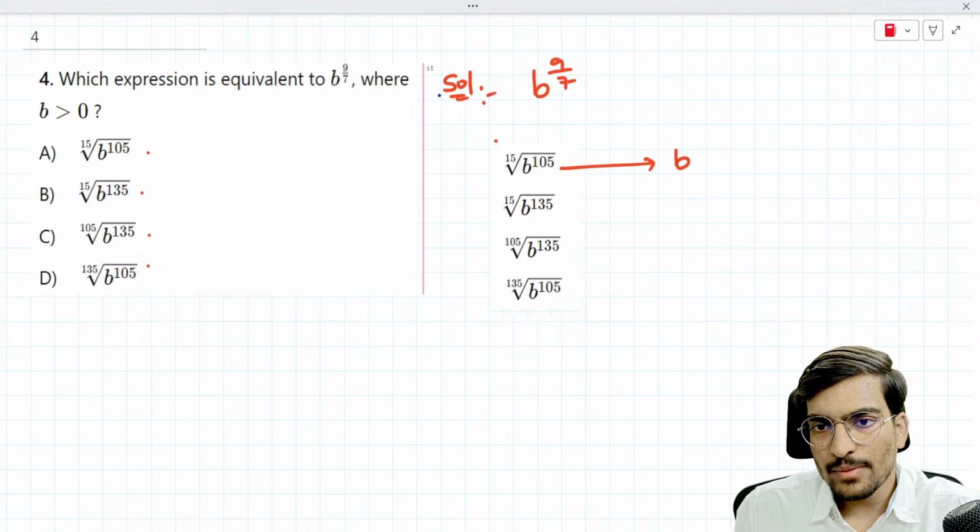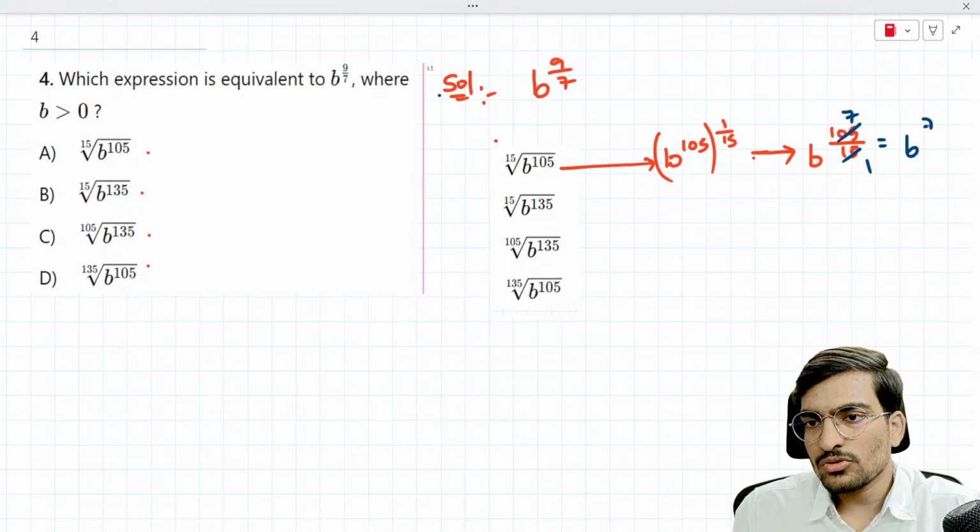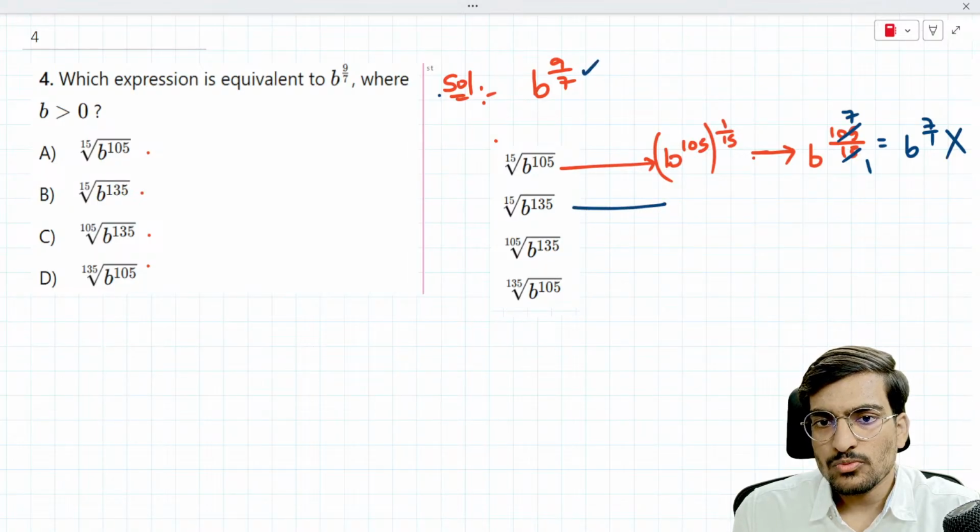So here, if you remove the root, what we do is b raised to the power of 105, whole raised to the power of 1 by 15. So that will be b raised to the power of 105 by 15. If we directly cross out with 15, 15 ones are 15, 15 sevens are 105. So we get b raised to the power of 7 by 1, which is not matching the given expression. So let's move to the next one.